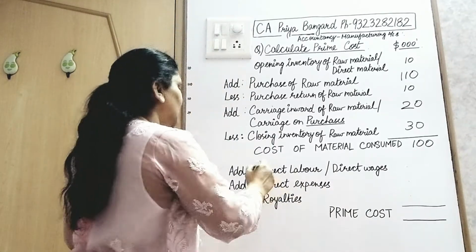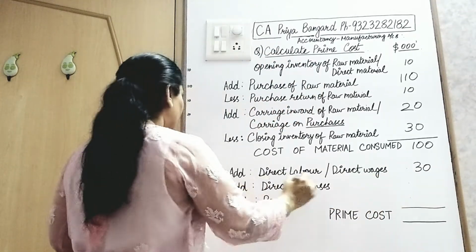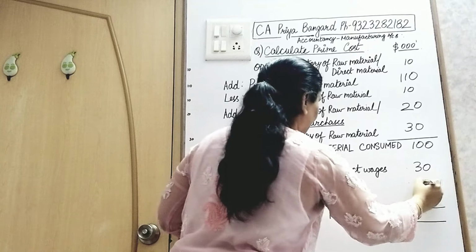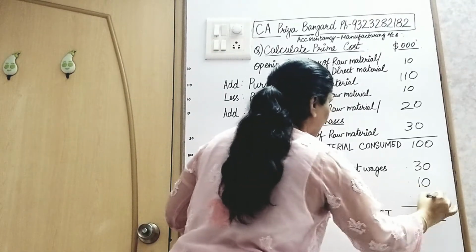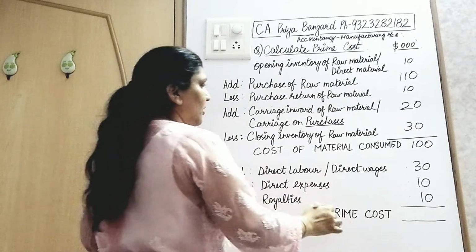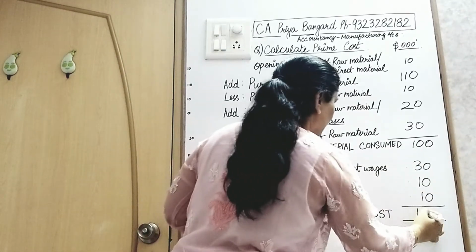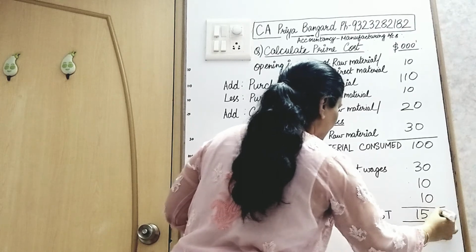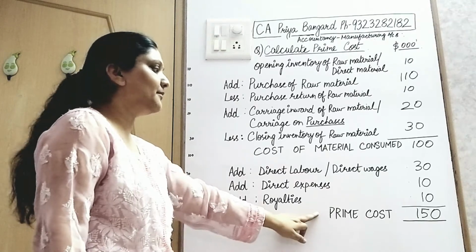So for example, direct labor is given as 30, then direct expenses are given as 10 and royalties for instance are given as 10. So what will be my prime cost? 100 plus 30 plus 10 plus 10, that is 150. This is how we solve a sum to get prime cost.